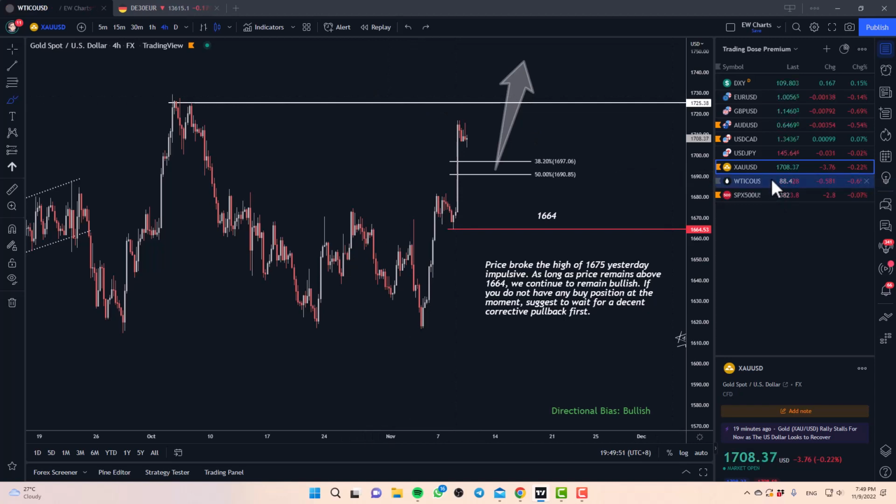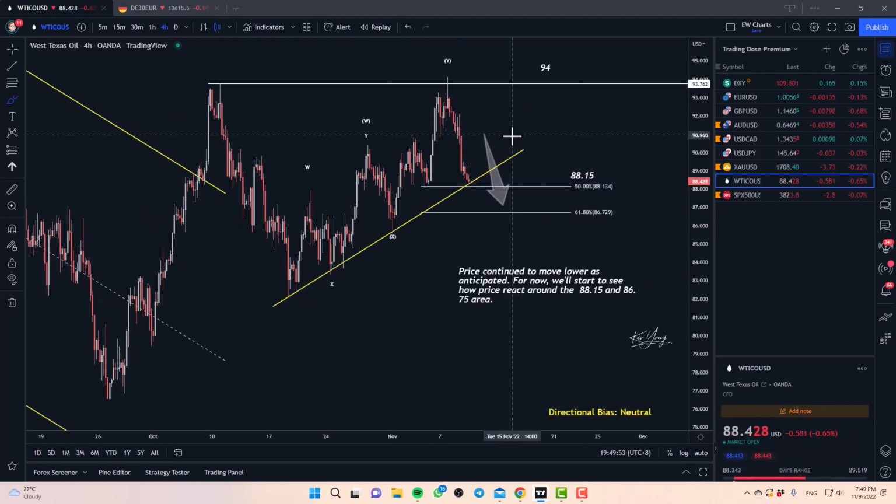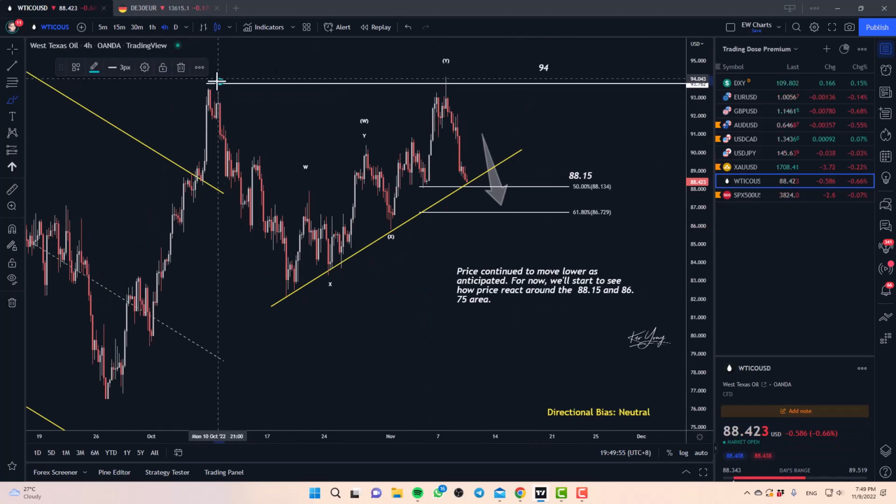And then we have crude oil. Crude oil also really reacted very nicely at the top around 94, which is something that we anticipated the buy to hit that level, and then we mentioned this would potentially turn into a double top, and right now this is coming down very nicely too. Now price is already reaching near the bottom of this trend line plus a little bit of the 50% FIB. So my suggestion is, if you don't have any position on crude oil, just stay out for now.